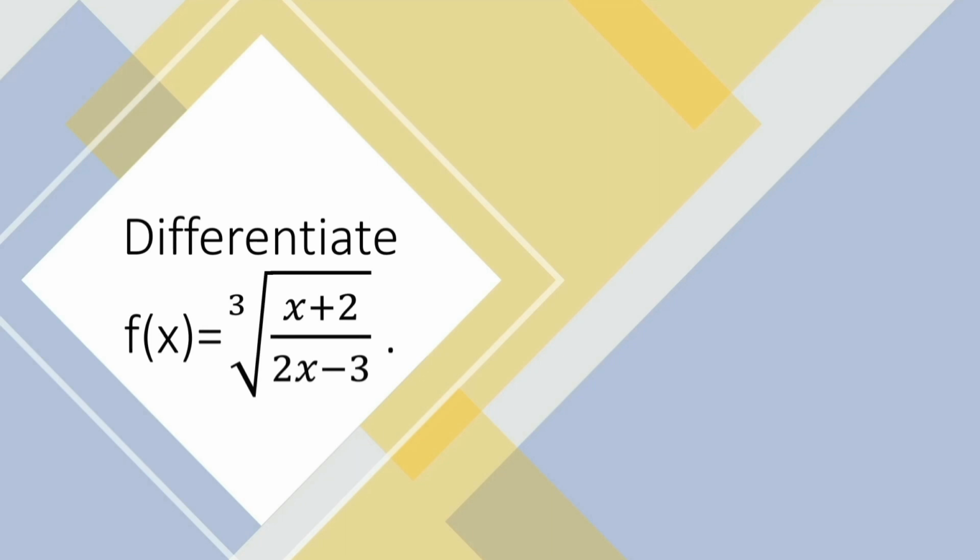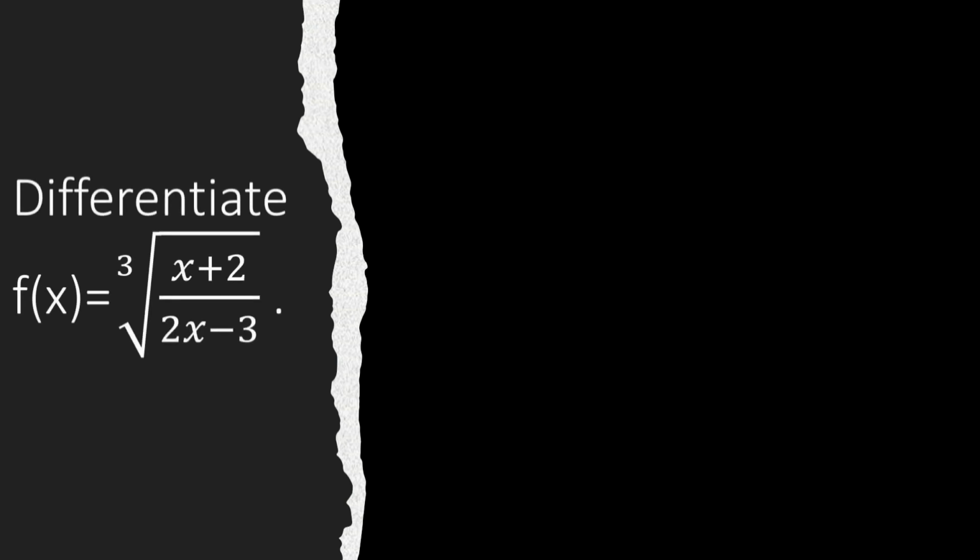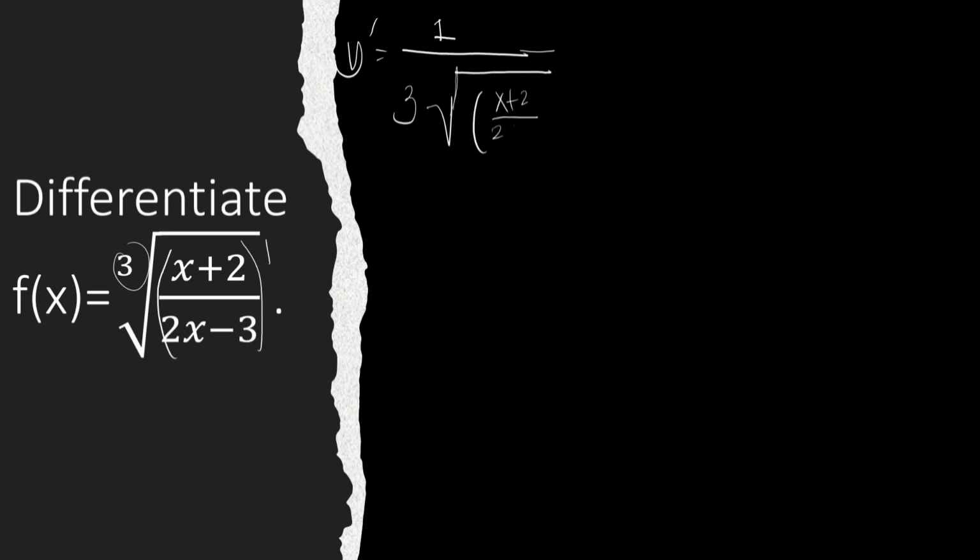So, differentiate cube root of (x plus 2) over (2x minus 3). Applying the chain rule, let's apply the shorter method. The power is 1 in the numerator, and the index is 3. Then we just copy what's inside, x plus 2 over 2x minus 3, raised to 3 minus 1, which is 2.